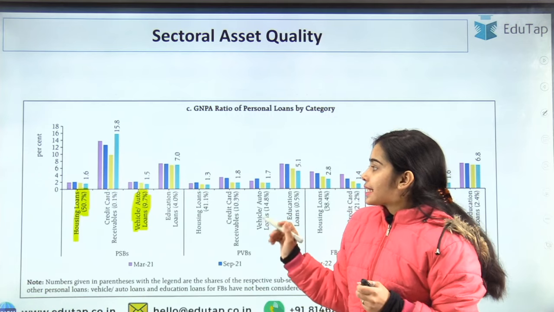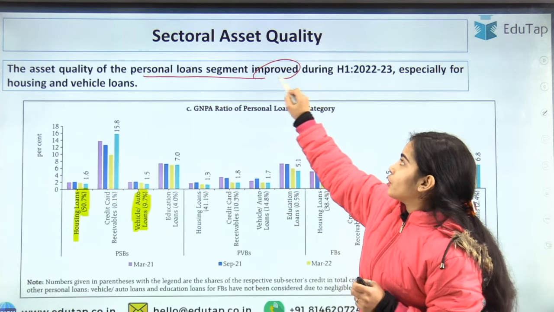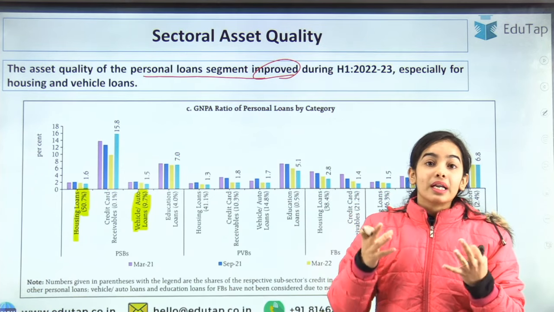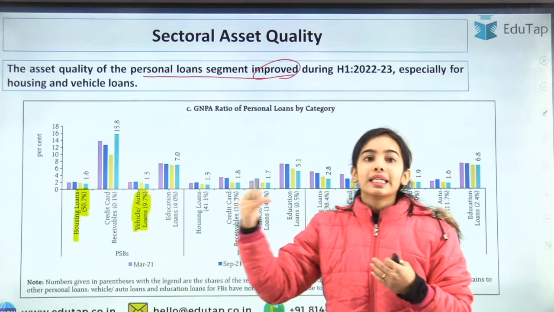The second thing was regarding the asset quality of the personal loan segment, which improved. In the personal loan segment, the asset quality has improved there also, because most of the loans that are given by the banks are coming back.